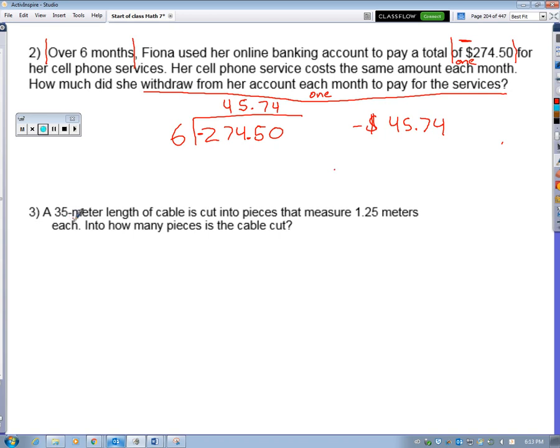Moving into number 3, another example here for you. A 35-meter length of cable is cut into pieces that measure 1.25 meters each. Okay, so each, there's our 1. How many pieces is the cable cut? Look at this question. Do you guys see how this is a break apart question, because it's asking you how many pieces is it going to be cut into? Alright, that's a classic break apart, classic division.